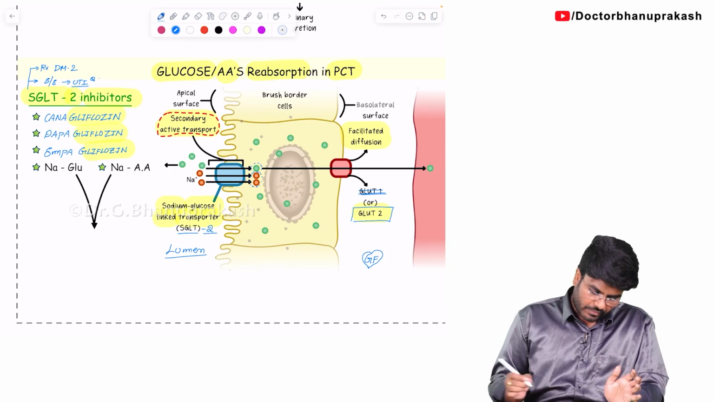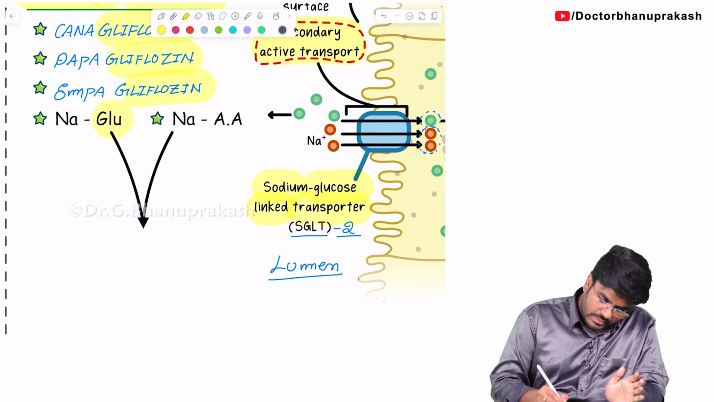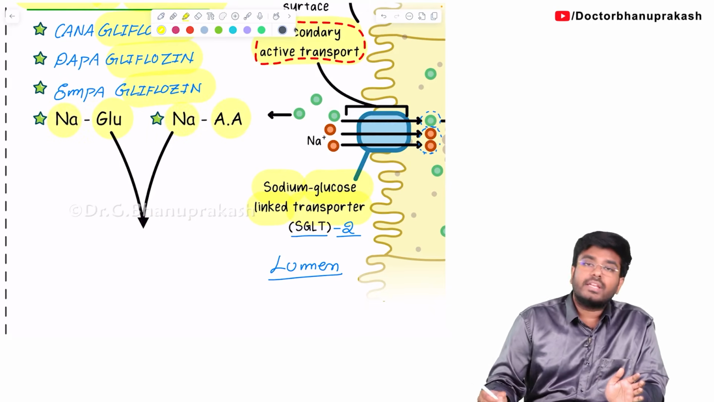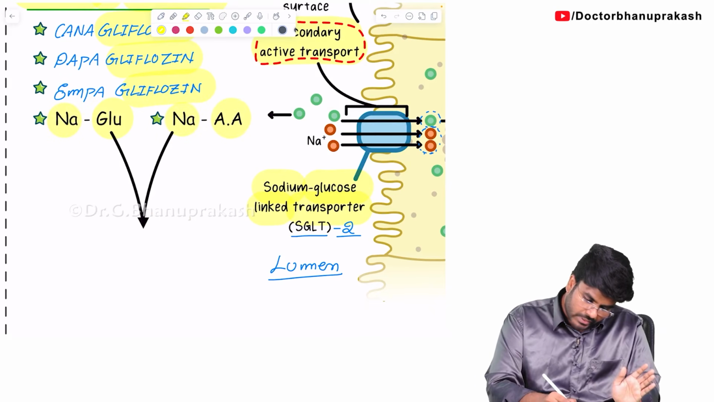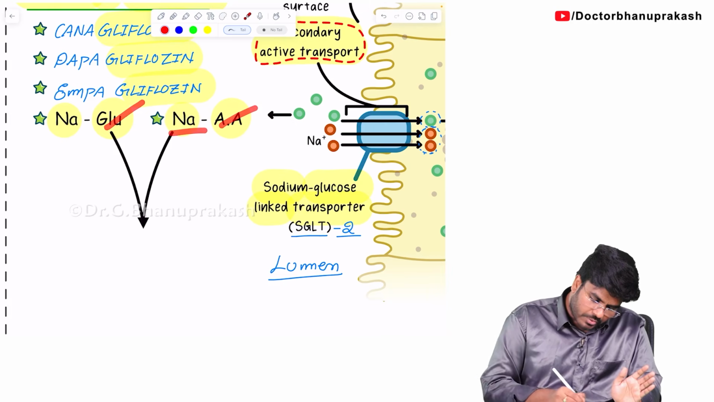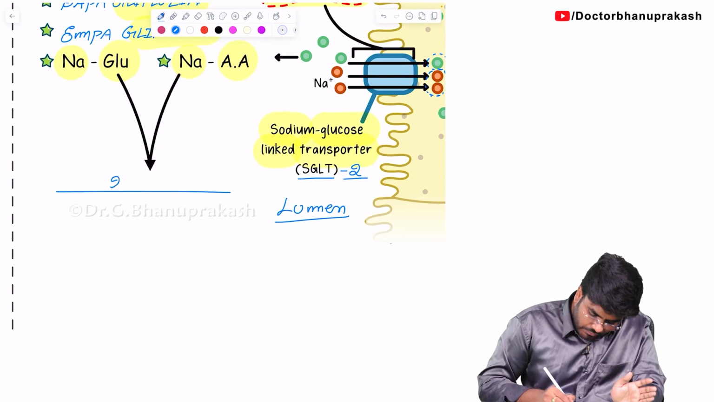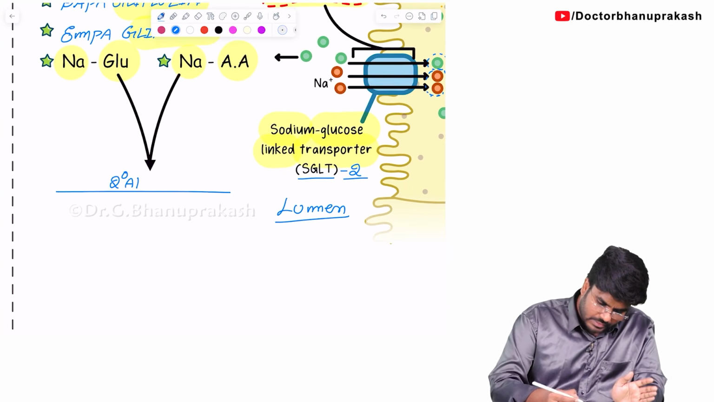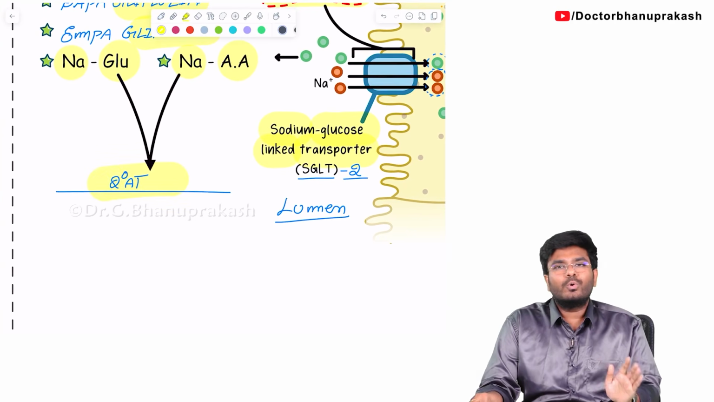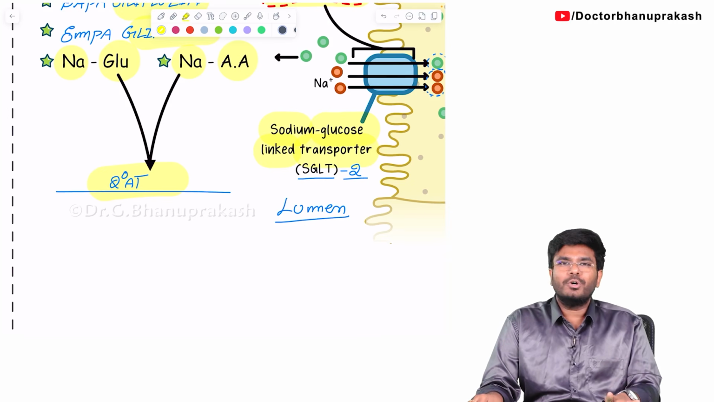Finally, it's not only glucose but amino acids also reabsorb along with sodium. So glucose reabsorption and amino acid reabsorption occur along with sodium. Both are examples of what? Both are examples of secondary active transport. With this, the glucose reabsorption in PCT topic is also completed.